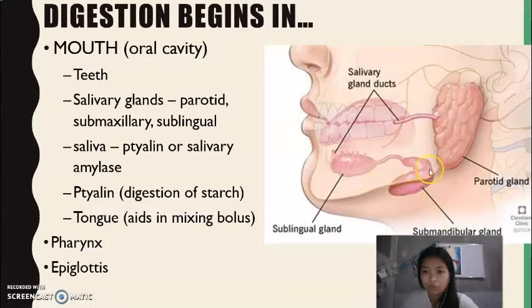So ito yung ating jawbone, and this is the submandibular or submaxillary gland. And then the other one is the sublingual gland. So it is below the tongue. So ito yung tongue, and this is the sublingual gland. Those are the salivary glands that, of course, produce saliva.